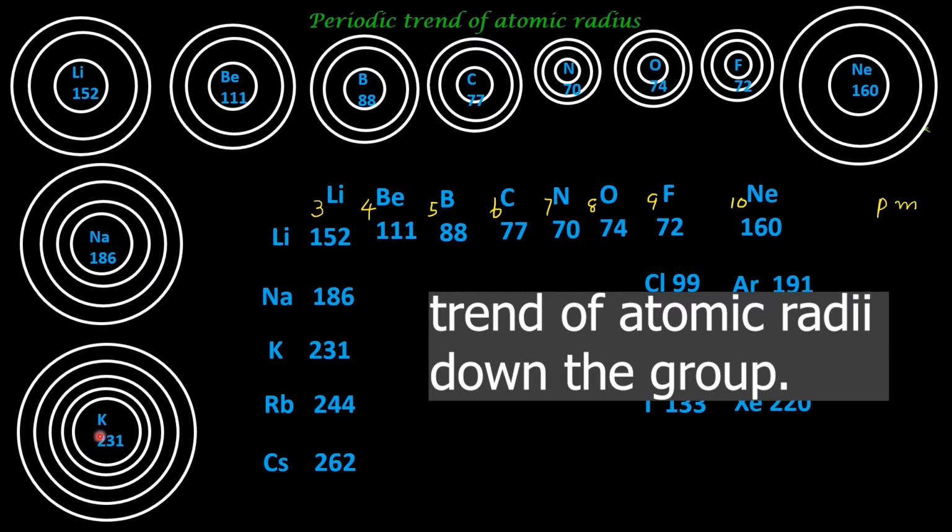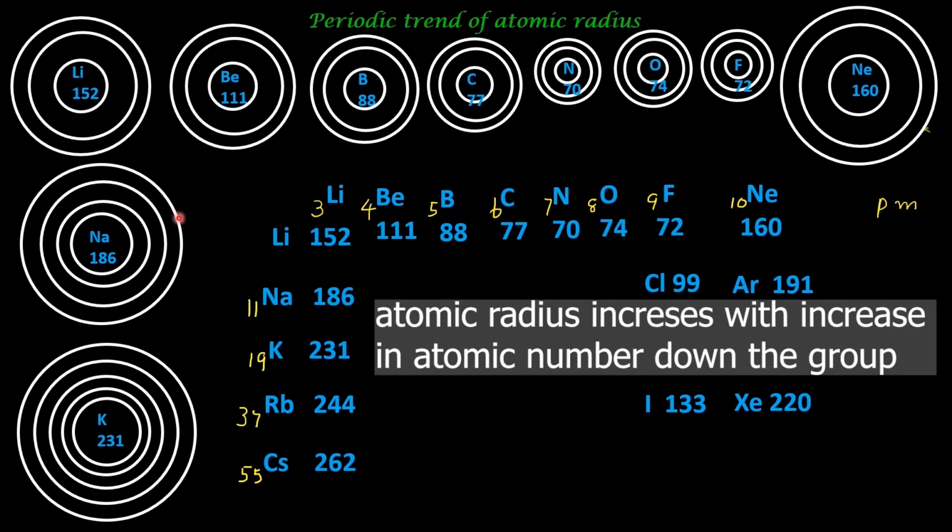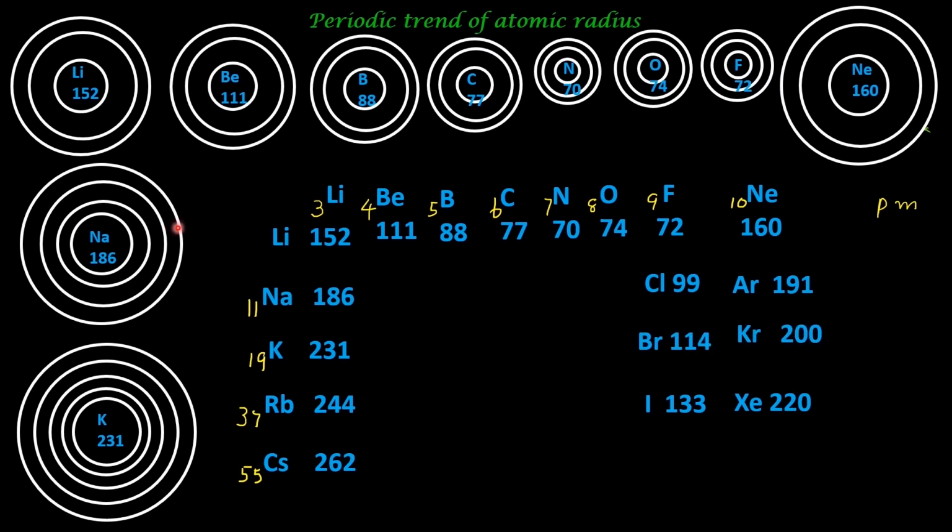Let us take up the first group. Atomic number of sodium is 11, that of potassium is 19, rubidium it is 37, cesium it is 55. Down the group, the atomic number increases by a large value and the atomic size also increases steadily. So the trend of atomic radius is diametrically opposite in the period as well as down the group. That is, when it increases down the group, it decreases across the period.